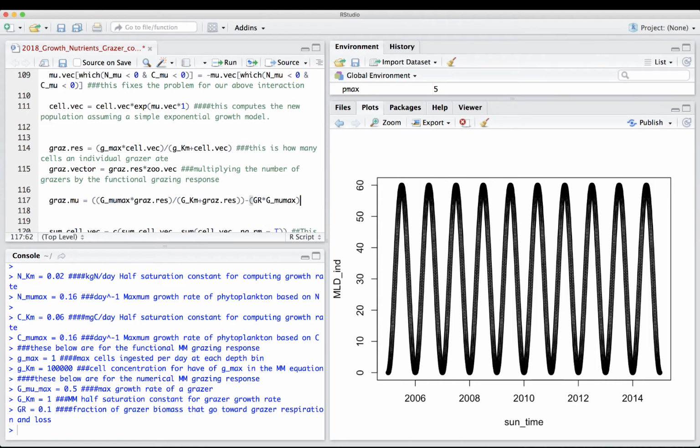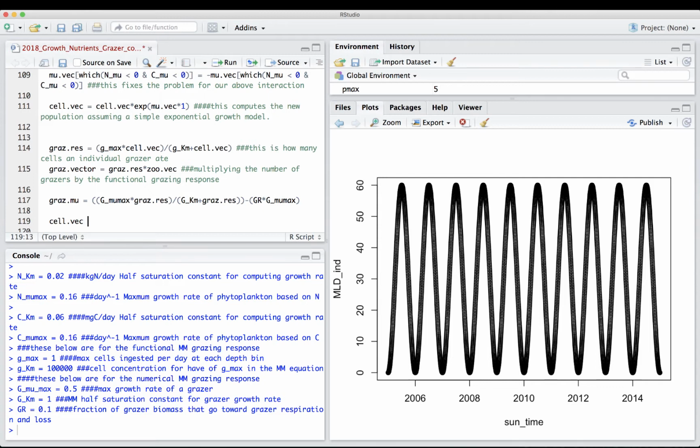So that's just a loss term. So it's going to be some respiration based on what the mu max is in this case. Okay, now we need to rethink our cell vector here. So here's what we've got to do.